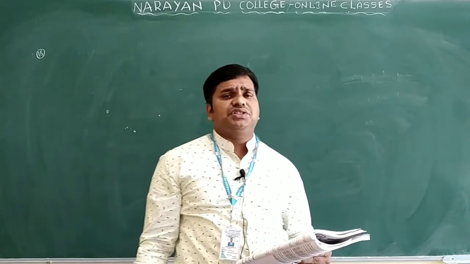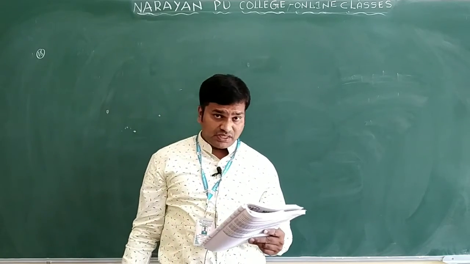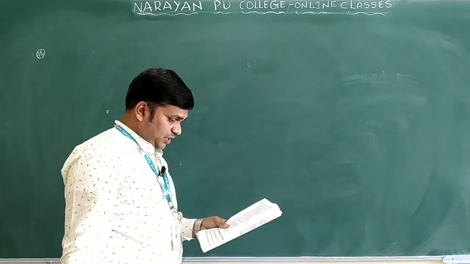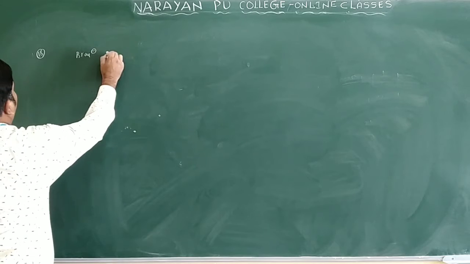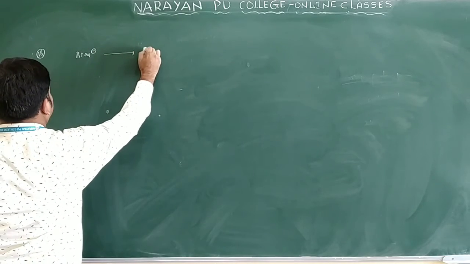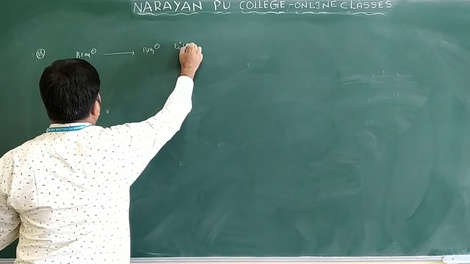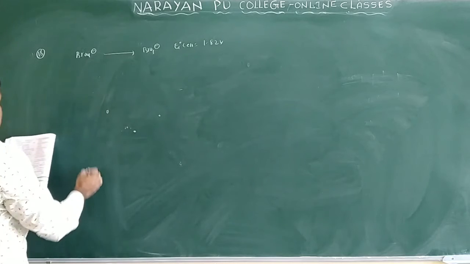So what is a disproportionation reaction? If the same element undergoes both oxidation and reduction, that is called a disproportionation reaction. That is the definition of it. I will write these conversions. So BrO4 minus is converted to BrO3 minus. I will write here E1 naught cell. How much is given? 1.82 volts.